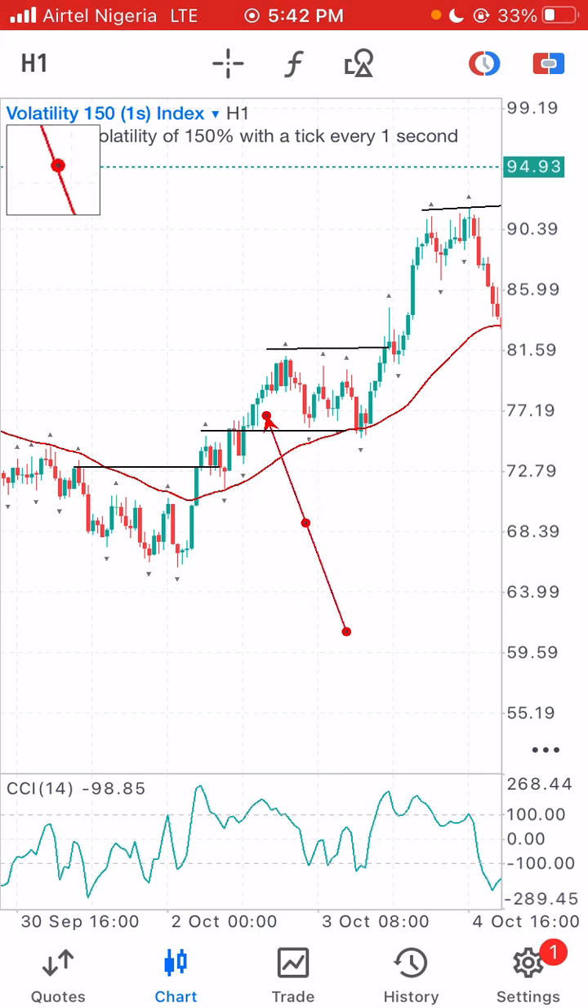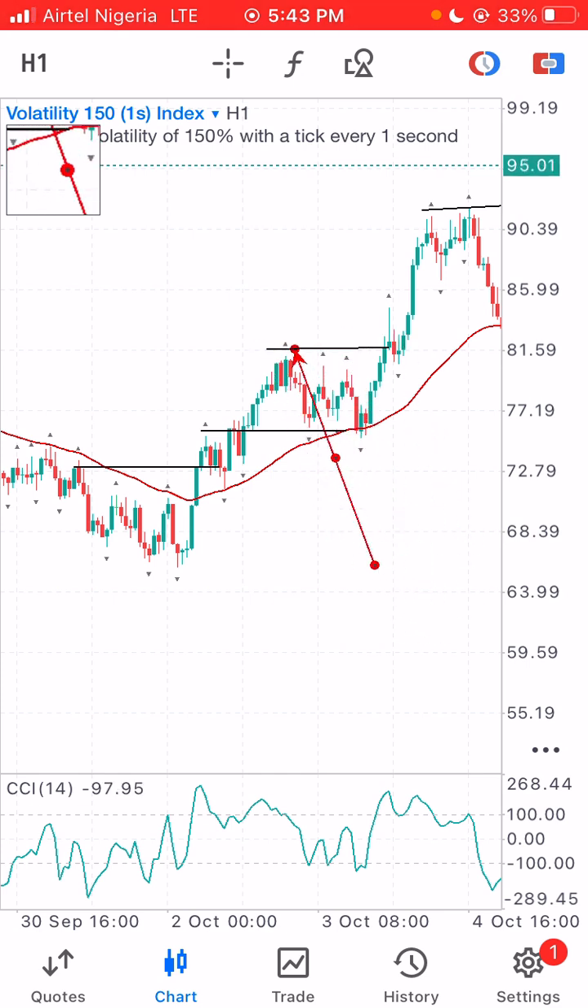But when it's trapped, as I've said earlier on, within a specific rectangle, it's not breaking up, it's not breaking down, then it's a range. From here, you can see it got up here, it came down, it did not break instantly. It got up here, it came down, it got up here, it came down, then it broke here, you understand.